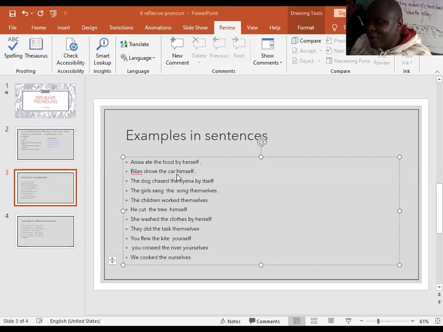Remember, you can also have them in question form, like the one I've just asked. Have you crossed the river yourselves? Then somebody else will say, yes, they have crossed the river. They have crossed the river by themselves. So we can also have you have crossed the river yourselves.